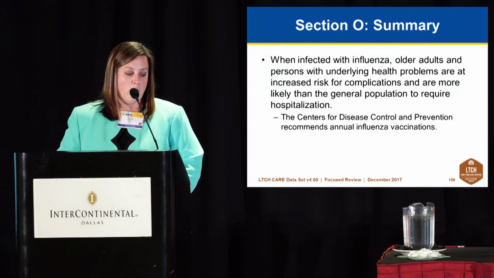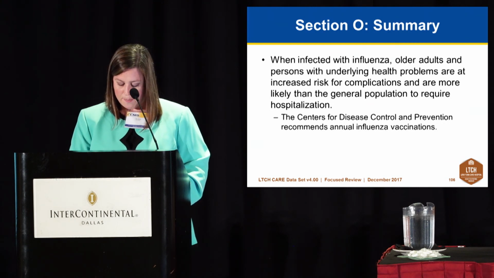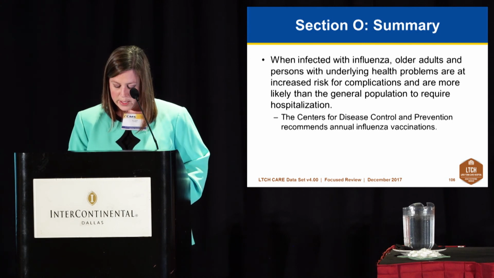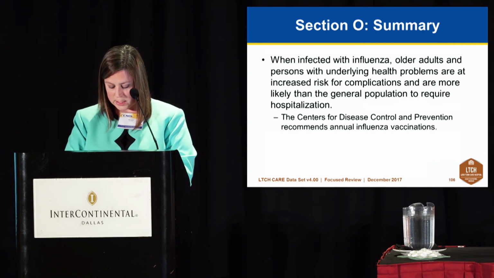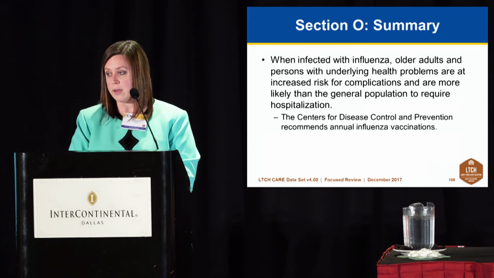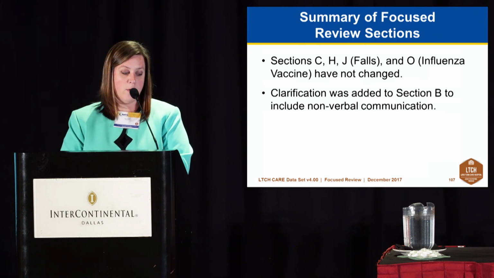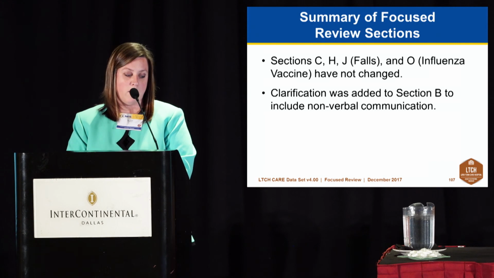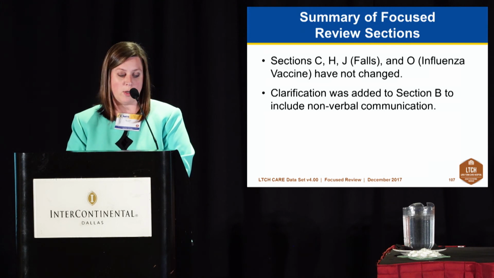So in summary, Section O is a very important section for our patients who are at serious risk. Patients that are infected with influenza are at a higher risk for complications, and it's more likely that they require a higher level of care and hospitalization. CDC does recommend an annual influenza vaccination, especially for at-risk populations. And then overall, a summary of all of the sections that we've reviewed today. We went through section C, H, J for falls, and O, influenza vaccination. None of those have changed, and we did add one clarification to section B to include the nonverbal communication.